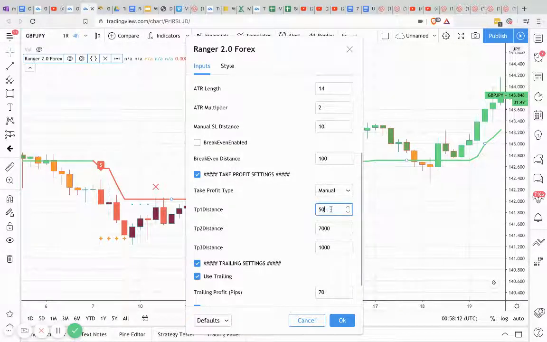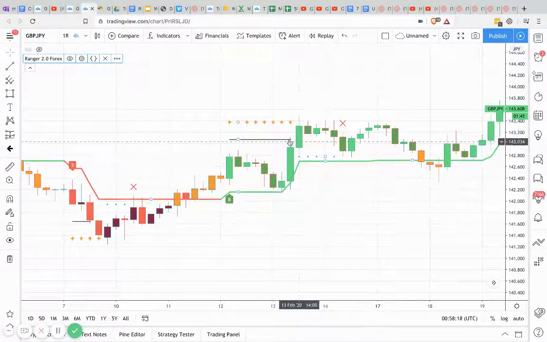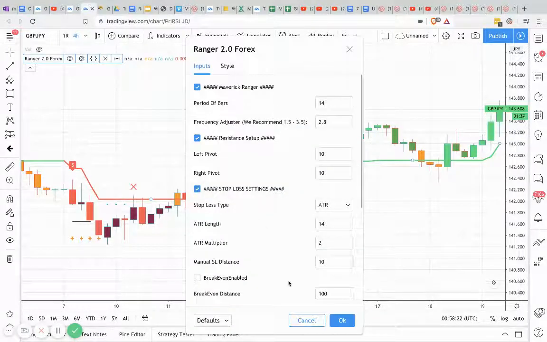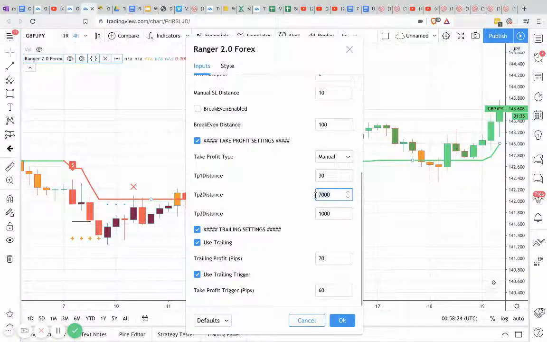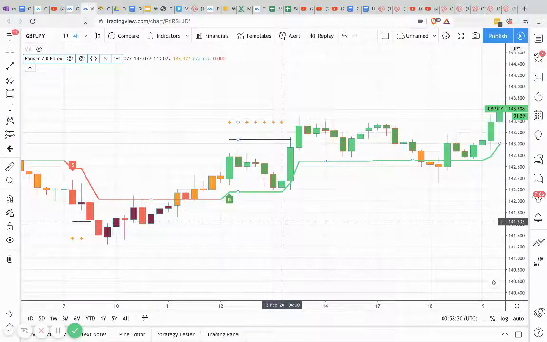Let me show you real quick what I meant earlier. Let me do actually like 30 for the first take profit, and then this should remove. It actually doesn't. I'm kind of wondering why now. Let's do 30, 30, and 30.